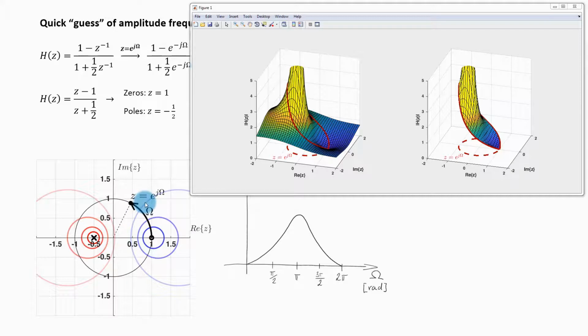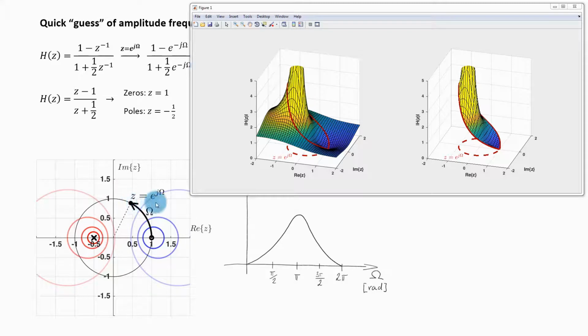Now, what part of the complex plane do I get when I substitute e to the j omega for Z? Well, this is an expression of a complex number with unit magnitude and phase omega. So this substitution will give me complex numbers that have unit magnitude, that is the numbers that lie on this unit circle, and this normalized frequency will correspond to this angle.